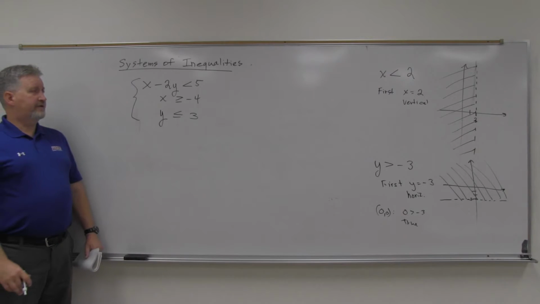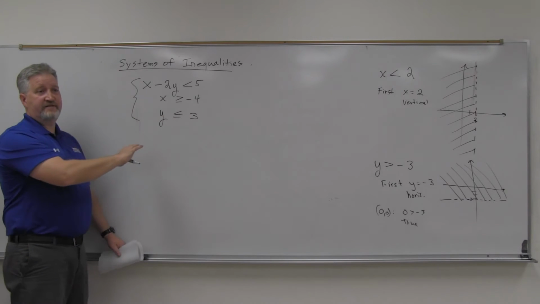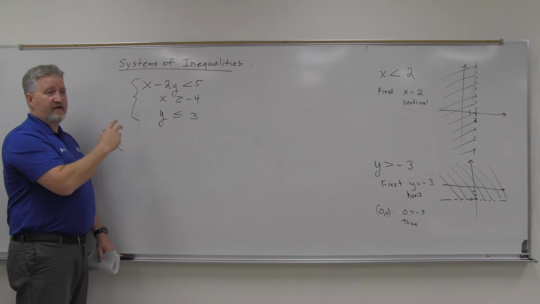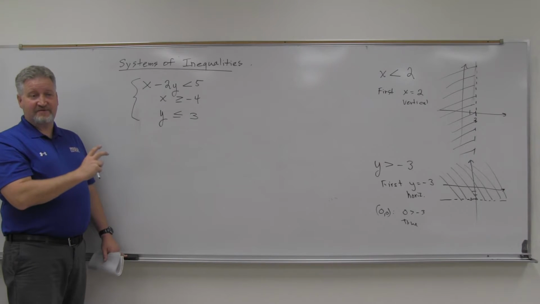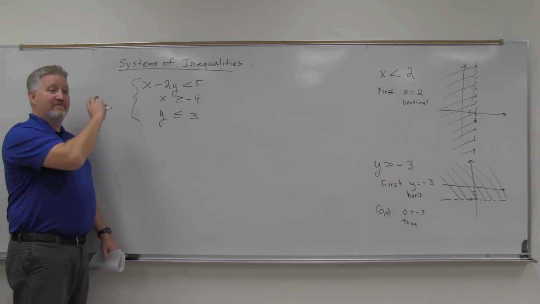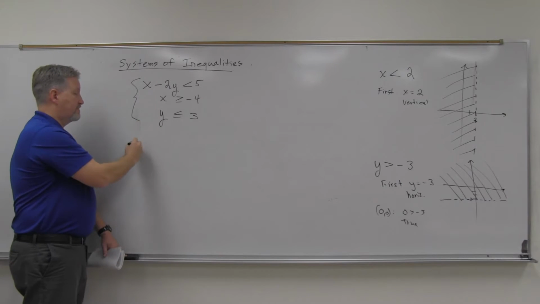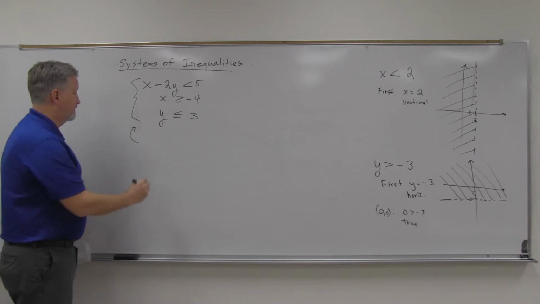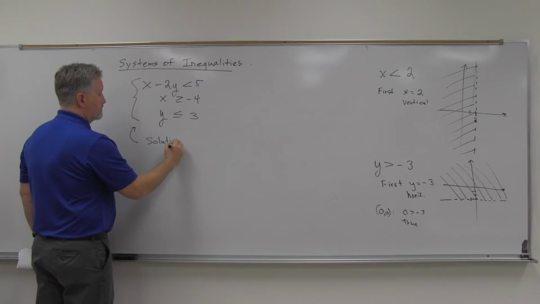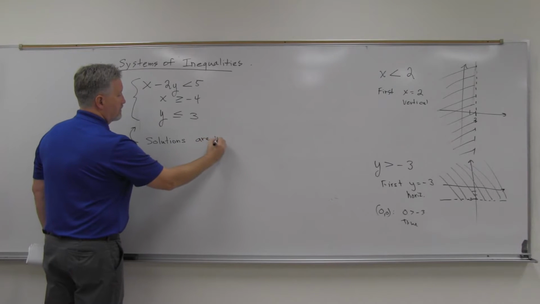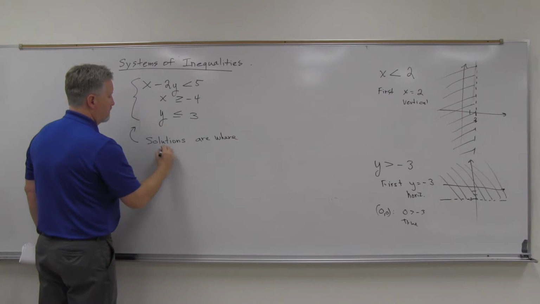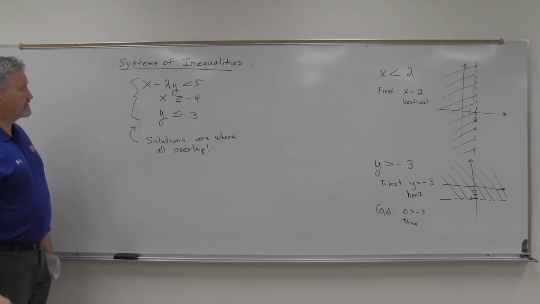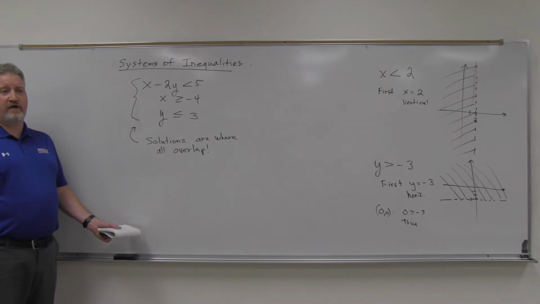Well, yeah. So each one of these is a graph with shading, right? If we graph them separately. So when we put them together in the context of a system, guess what that means? The solutions to this system are going to be where all 3 are satisfied, where they all overlap, okay? So solutions to a system of inequalities is just where they all overlap.